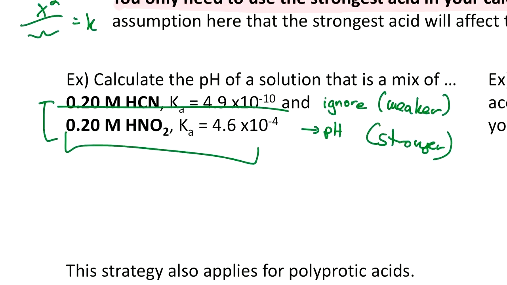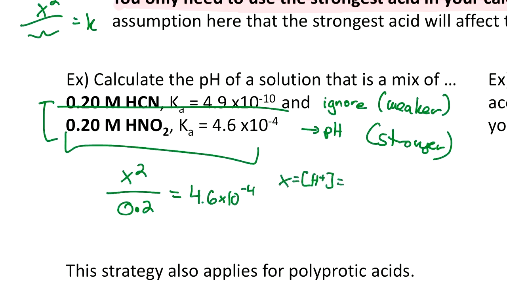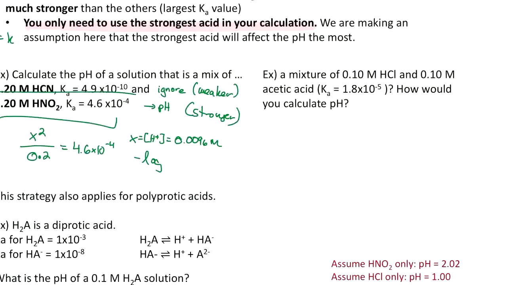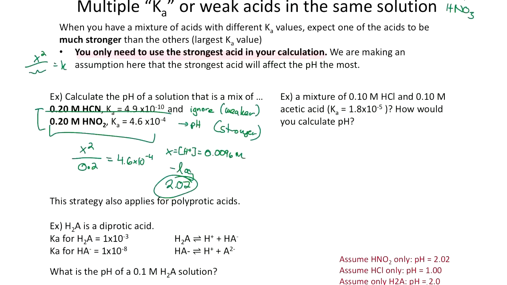So how do I set up the pH calculation? X squared over 0.2 equals that Ka, 4.6 times 10 to the negative 4. X is equal to H+ concentration. You can solve that. Did I do that? Nope, I didn't. The square root of 4.6 E negative 4 times 0.2. I get X as 0.0096 molarity, so you take the negative log of that, and I think the answer is in the corner. It's fairly acidic. It's 2.02. Very acidic. Okay. So that's a mixture of two weak acids.